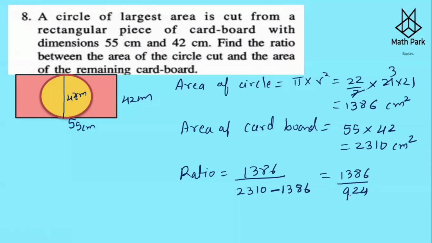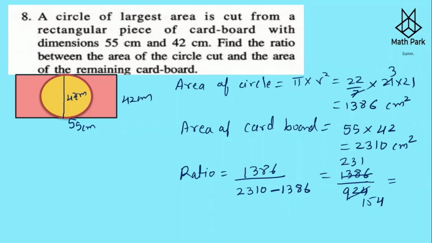Let us try dividing this. Is it divisible by 6? Yes: 9 plus 2 plus 4 is 15, divisible by 3, and it is even, so if the number is divisible by 3 and 2 both, it is divisible by 6. Dividing by 6 makes it easy. Try to divide by the bigger number. 924 divided by 6 is 154, and 1386 divided by 6 is 231.